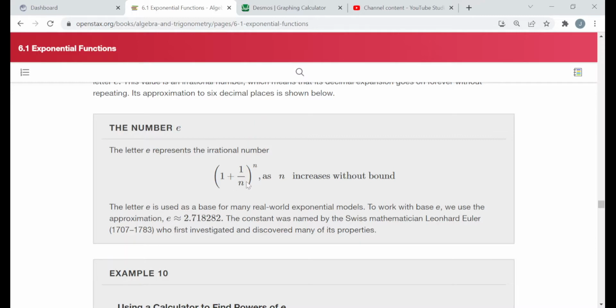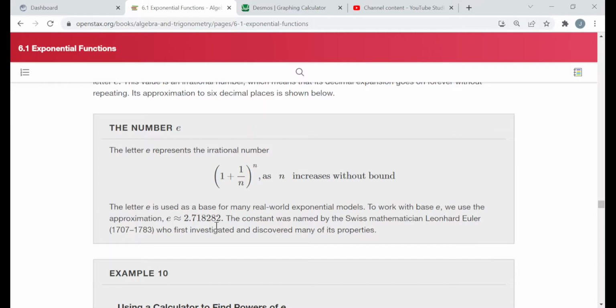And the value of that limit, the value of e, is 2.718281828459045 and so on. It's like pi. It's irrational, they mentioned that, so the decimal goes on forever without ending, without repeating. And here they have an approximation for you: e is approximately 2.718282.